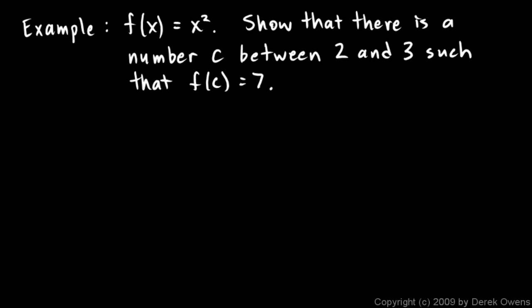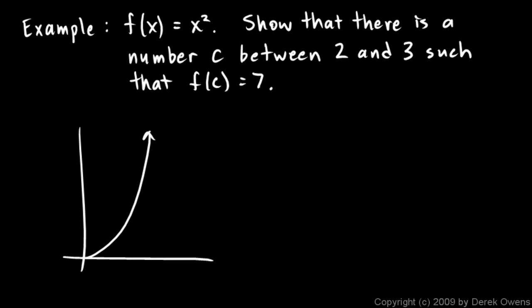And here's an example. Suppose that f of x is equal to x squared, and we're asked to show that there is a number c between 2 and 3 such that f of c is equal to 7. And let's draw this. Let's picture this visually. Here's our graph, and we know what the x squared graph looks like. It's a parabola. Let's plot a few points here. Let's make the point 3, 9, and we'll plot 1 and 2. 2, 4 is on the curve, and that's good.